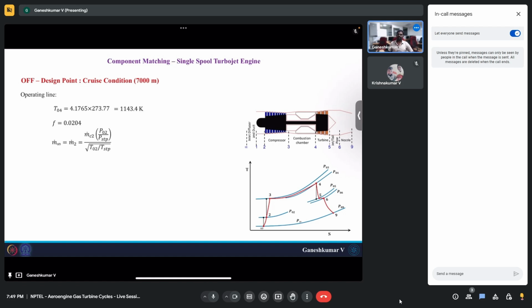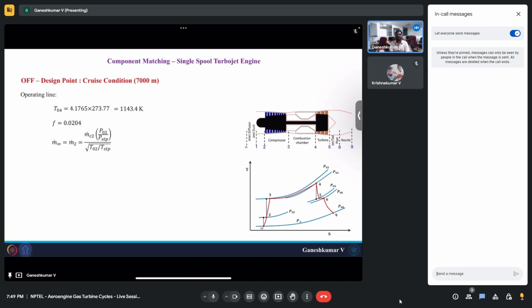And m dot infinity is nothing but the mass flow rate at the entry of the inlet. So m dot infinity will be equal to m dot 2, right?